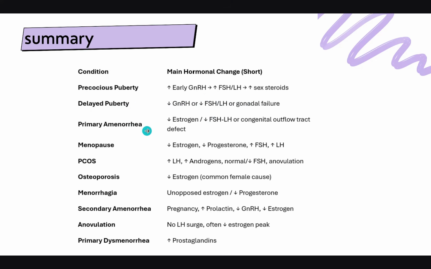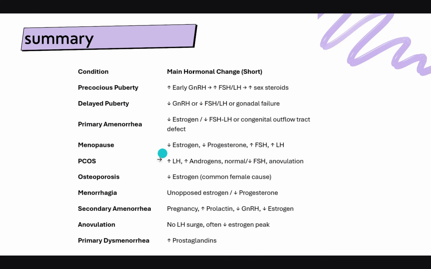Primary amenorrhea is when there are no periods from the beginning. This happens because of decreased estrogen and decreased FSH/LH. Menopause is normal, and this is when there's low estrogen and low progesterone. Again, there is low feedback inhibition, which increases FSH/LH.